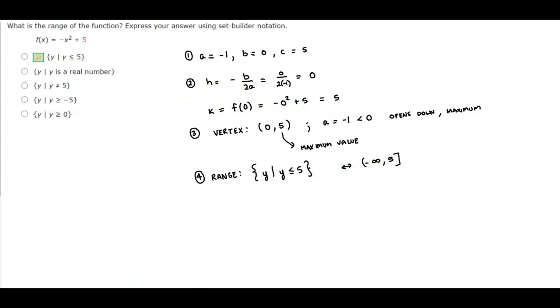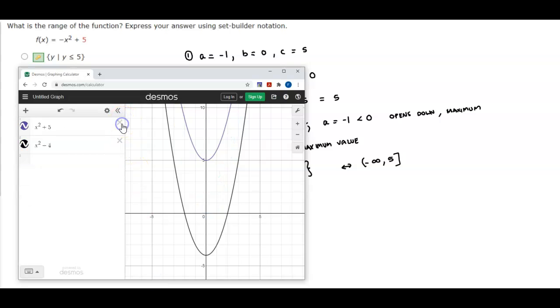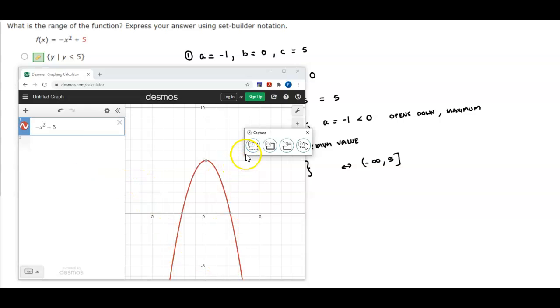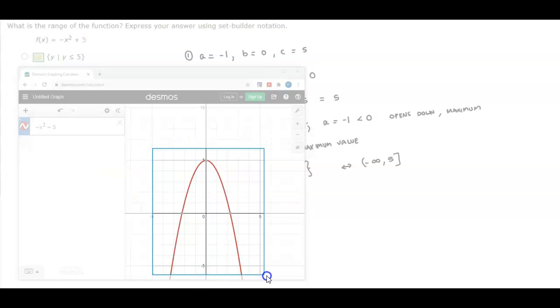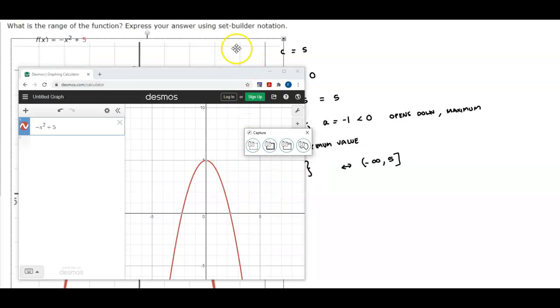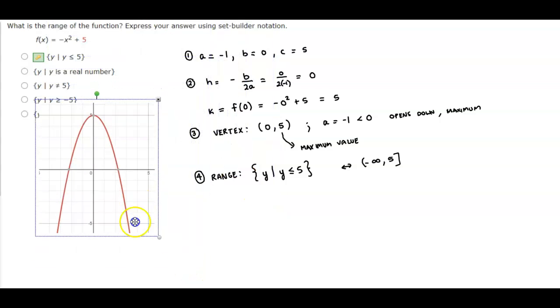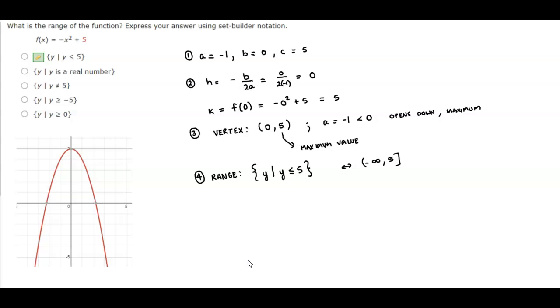Now let's confirm this on the graph. Okay, so if we want to confirm this on a graph, we have -x squared plus 5. So again, as you can see here, this is our graph. So from our graph, we can determine what the range is. And if you look at the range, again, the maximum is at 5, and it starts at -infinity. And therefore, that confirms our answer.